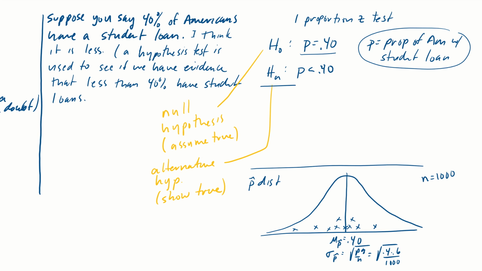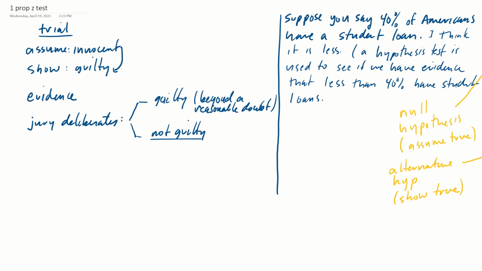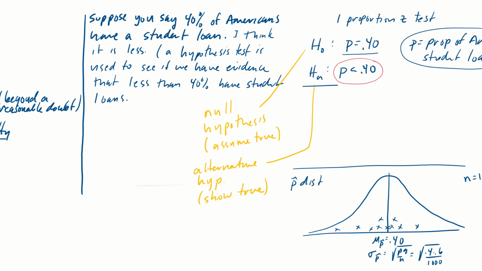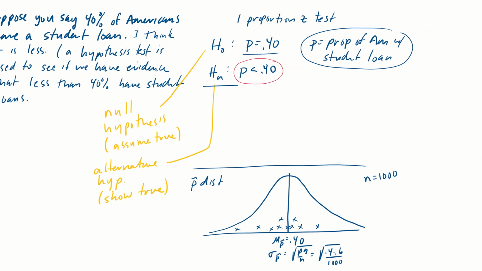So I want to try to convince you that p is actually less than 40%. Well, how am I going to do that? I've got to provide evidence, right? That's the evidence here. So what evidence do I have? I don't have any evidence right now, but suppose I take a random sample and I got 370 out of 1,000 have a student loan.